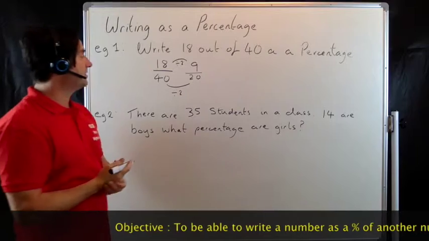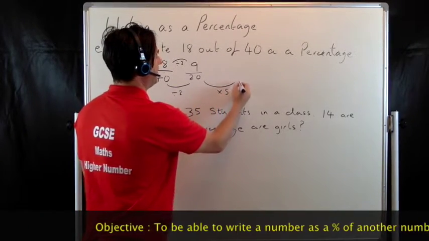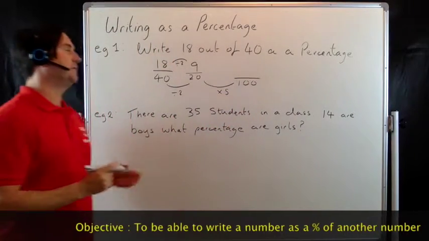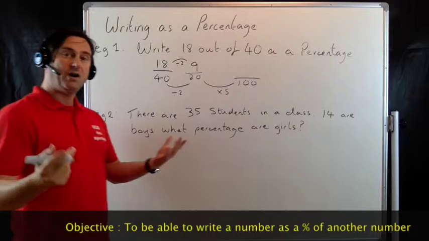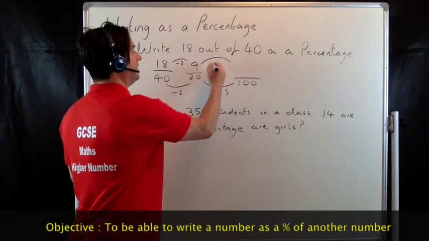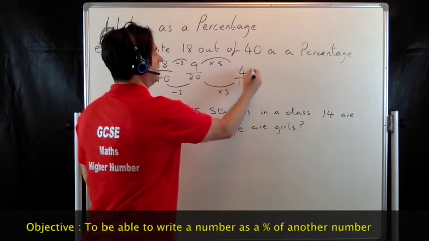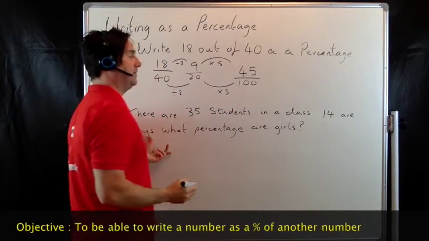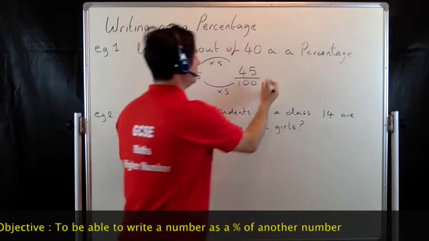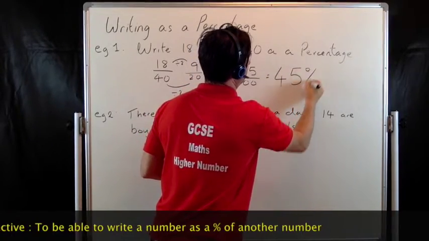Now it should be easier to see that if I multiply the 20 by 5, that gets me a denominator of 100. 20 times 5 gives me 100. Remember, whatever I do to the bottom, I've got to do to the top, so I need to multiply the 9 by 5 as well, which gives me my answer, 45 over 100. As soon as you've got this out of 100, you can write it as a percentage, which is 45%.